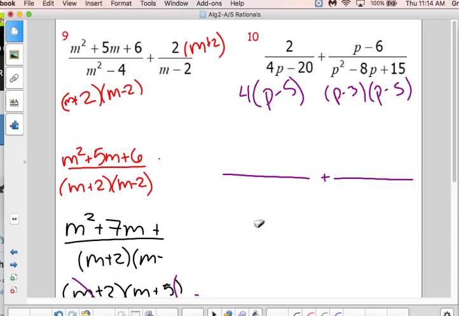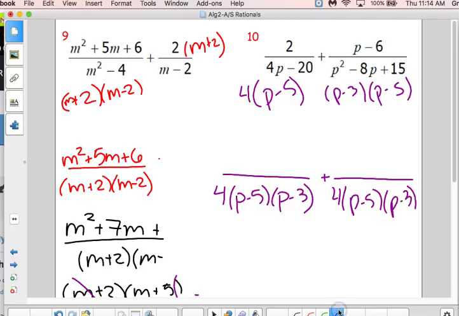Exactly. So you know that they're both missing something. So step 1, write down everything that you see so you know which ones are missing. So what's something we see? 4. What else? P minus 3. So our first fraction has the 4, it has the p minus 5. What part is it missing? The p minus 3.